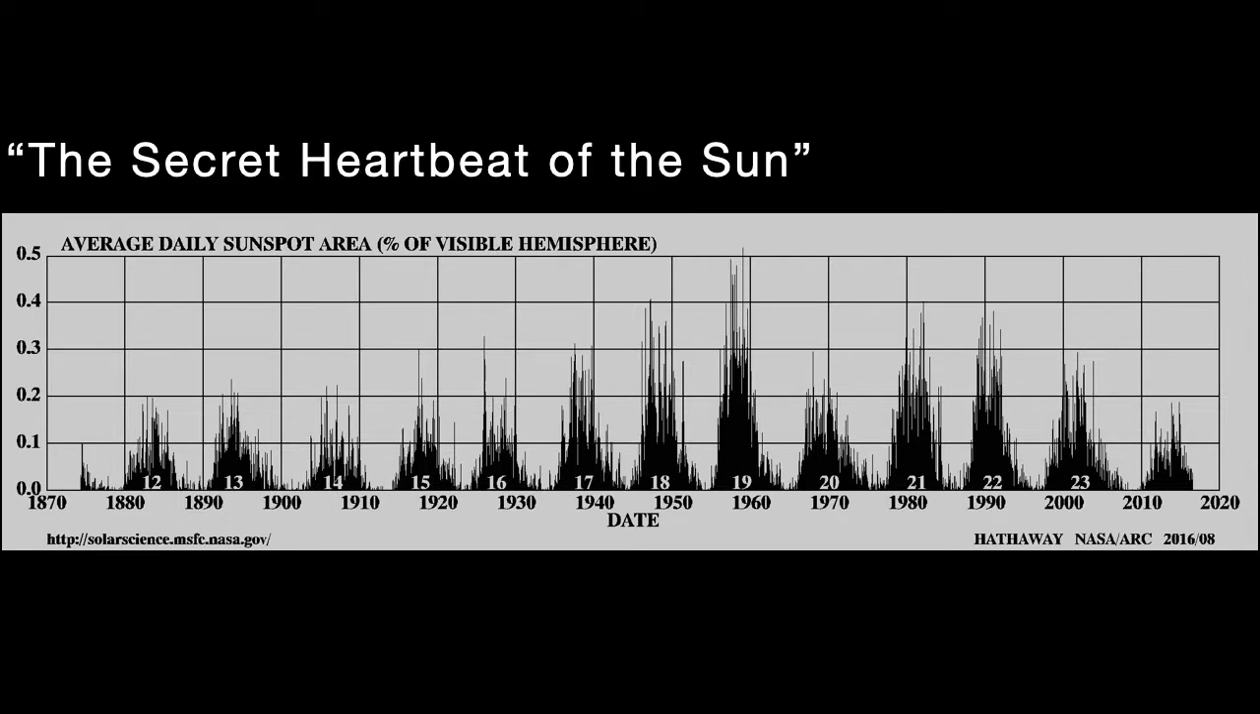This graph really nicely details the cyclic nature of the sun. It's nicely titled The Secret Heartbeat of the Sun. And those peaks and troughs that you can see there cover the average daily sunspot area of the visible hemisphere of the sun in a percentage. And we can also see that as time moves along from the late 1800s, when people started counting sunspots, every roughly 11 years the number of sunspots peaks and troughs like so.